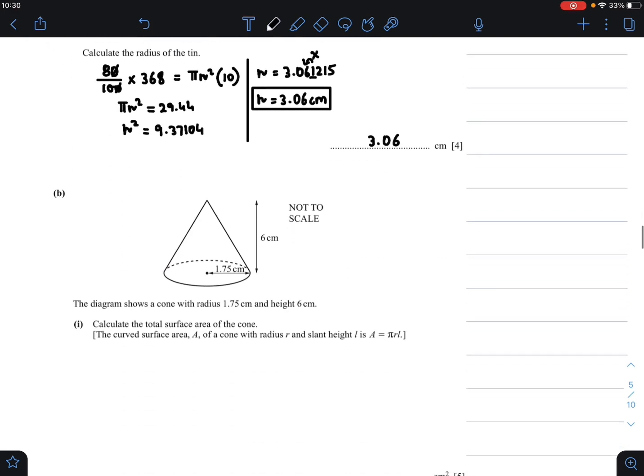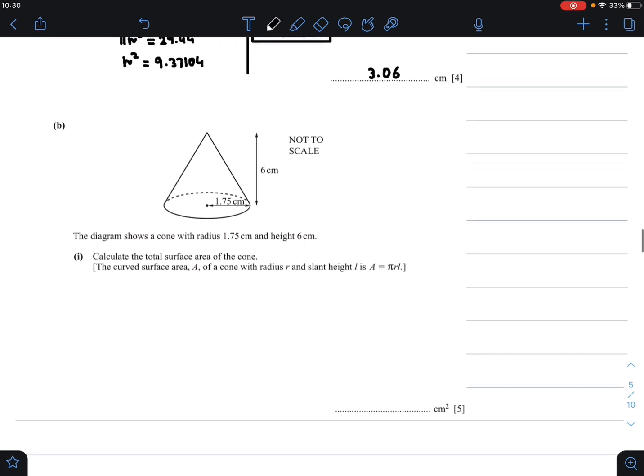Now let's move to part B of this question, where they are asking us to calculate the total surface area of the cone. So to calculate the total surface area of the cone, they've given us the curved surface area formula, which is πrl, and since we need to calculate the total surface area, we need the area of the base, and the base is a circle, so plus πr². Now we know the value of the radius, but we don't know the value of the slant height.